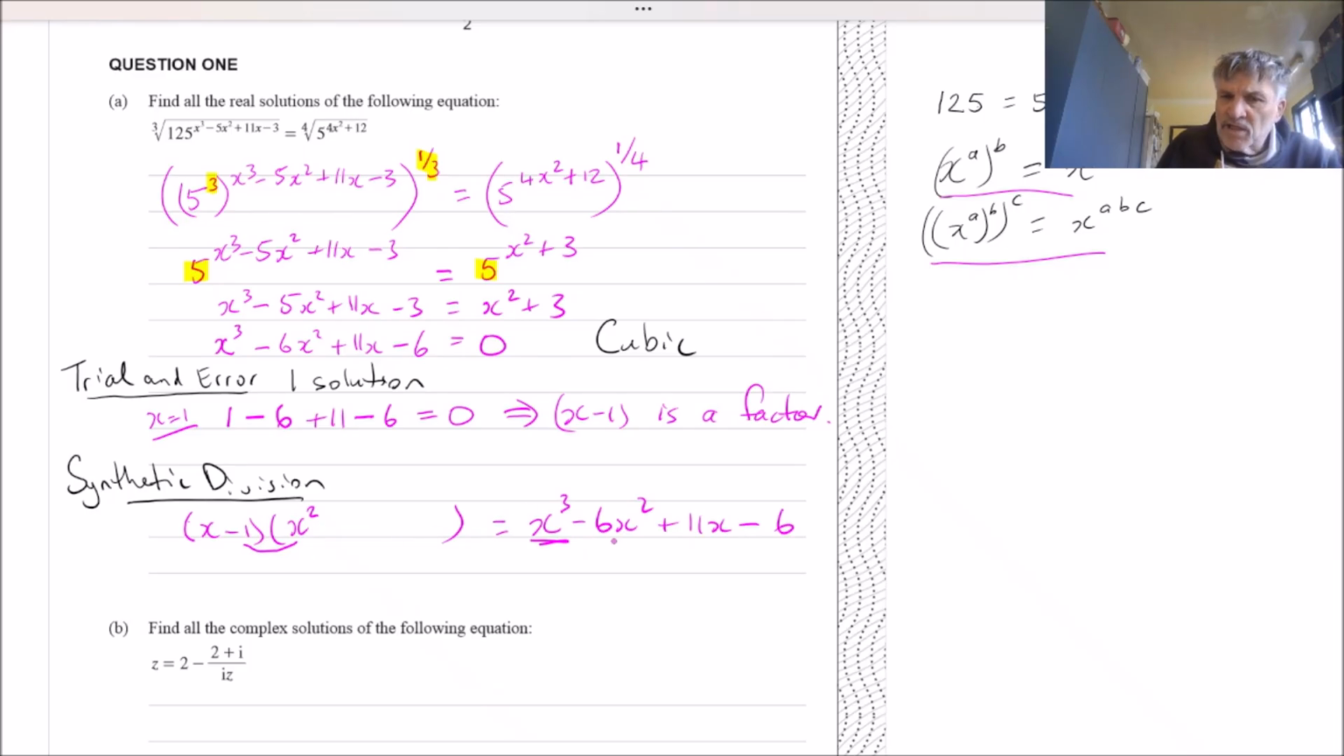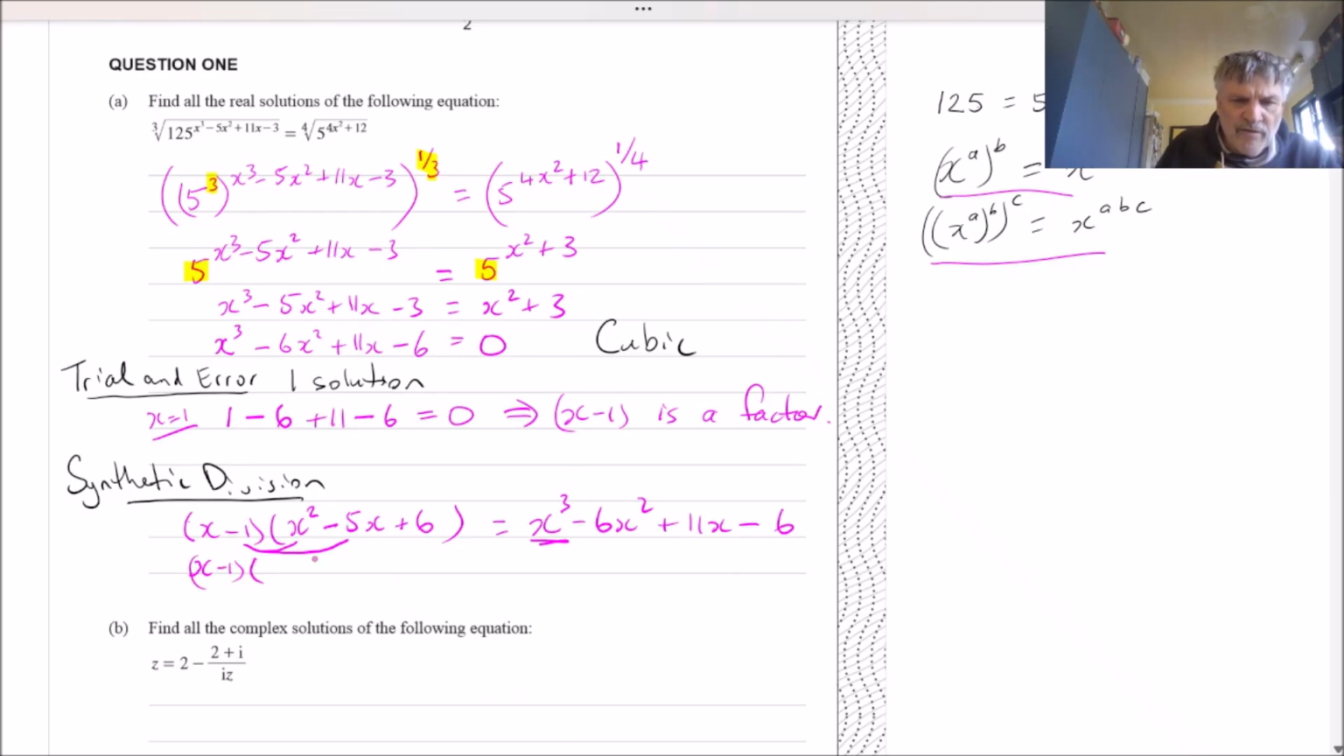So we want minus 6x squared, so we need another minus 5x times the x to give us minus 5x squared. That in turn gives us plus 5x, but we want plus 11x, so we need another plus 6x to get that. And just checking, minus 1 times 6 is minus 6. That gives us the constant term. So we've done the division in a quite straightforward manner.